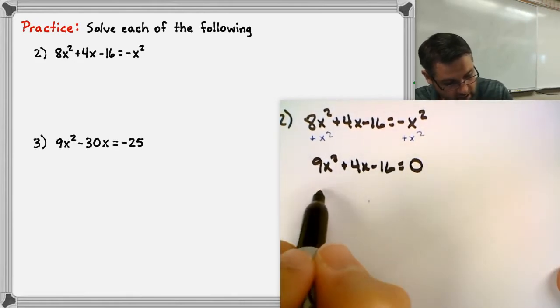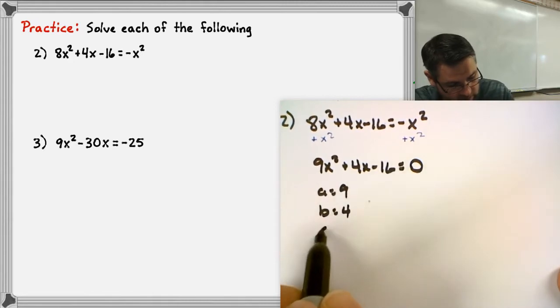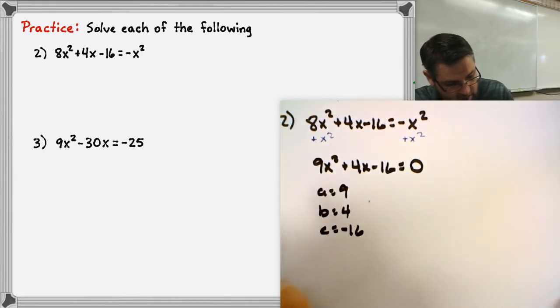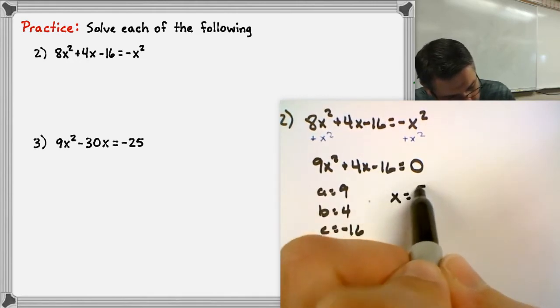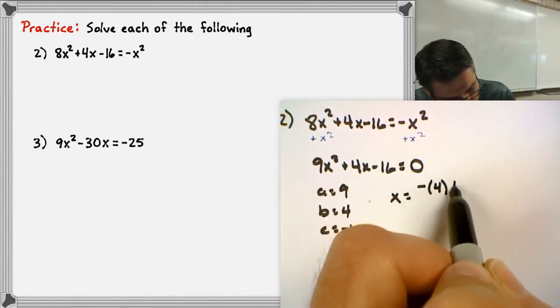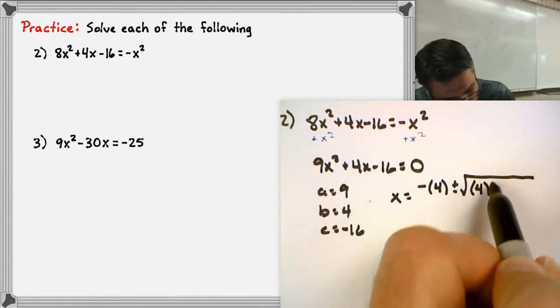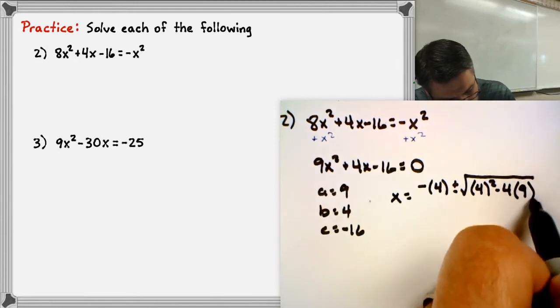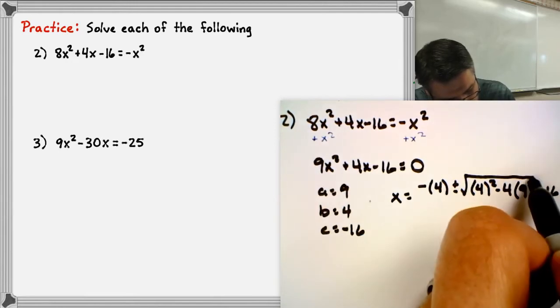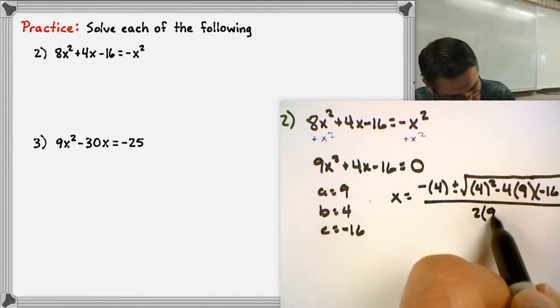Then identify our A, B, and C values. A is 9, B is 4, C is negative 16, and then plug into our quadratic formula. So x equals negative 4 plus or minus the square root of 4 squared minus 4 times 9 times negative 16, all over 2 times 9.